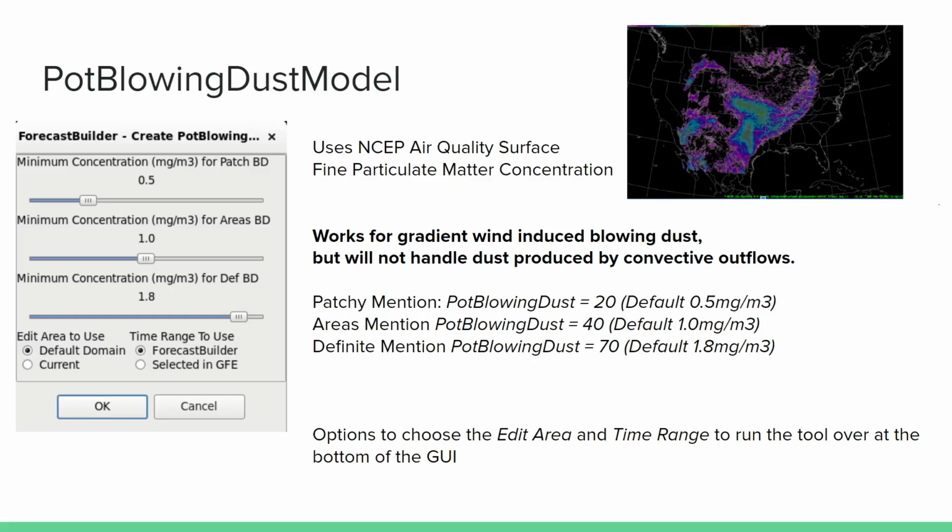So this works great for gradient wind-induced blowing dust, but not so great for convectively induced blowing dust. Again, you want to set your minimum concentrations from that surface fine particulate matter concentration output from the NCEP air quality for patchy areas and definite blowing dust.